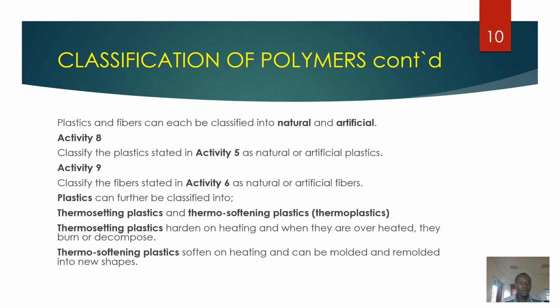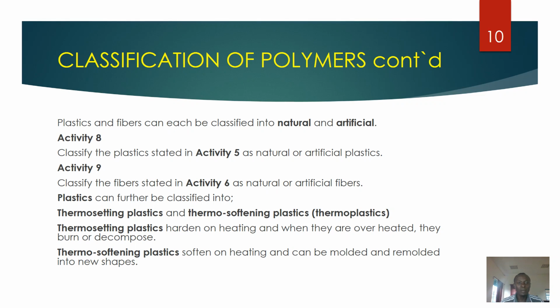However, plastics can also be classified into thermosetting plastics and thermosoftening plastics or thermoplastics. Thermosetting plastics are also called thermosets. Thermosoftening plastics are also called thermoplastics. Thermosetting plastics, or thermosets, harden on heating. When you heat them, they just harden, and when they are overheated, they burn or decompose. For example, look at a melamine plate. When you heat it, it will harden and it may even crack. When you insist on heating it, it will start burning and becoming black. That's a melamine plate or cup. So that means that it's a thermosetting plastic or a thermoset.